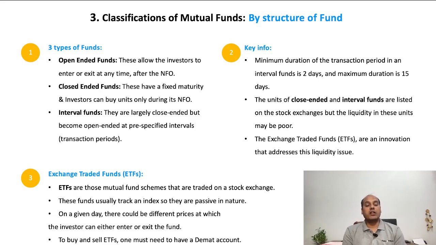So there could be different prices on a given day because one investor wants to exit, he has a need, so he can discount the price. But another person may not be in that much need, he would like to keep it at the same price, same as NAV. And remember, to buy and sell ETF, one must have a demat account. It cannot be done physically.